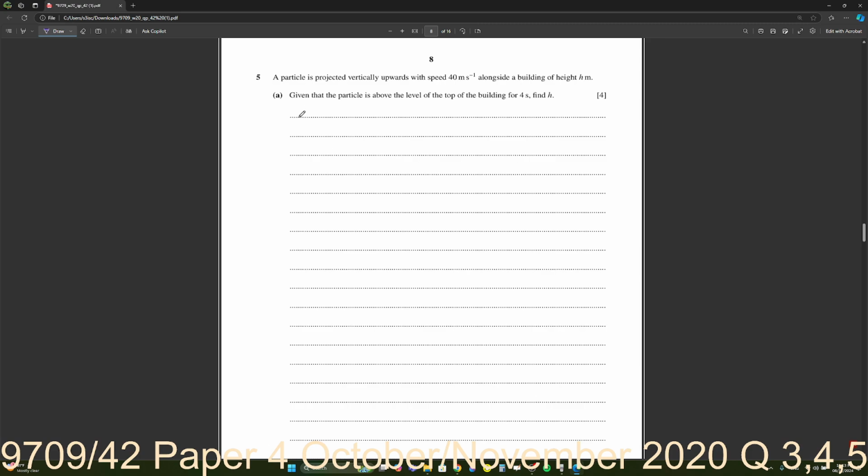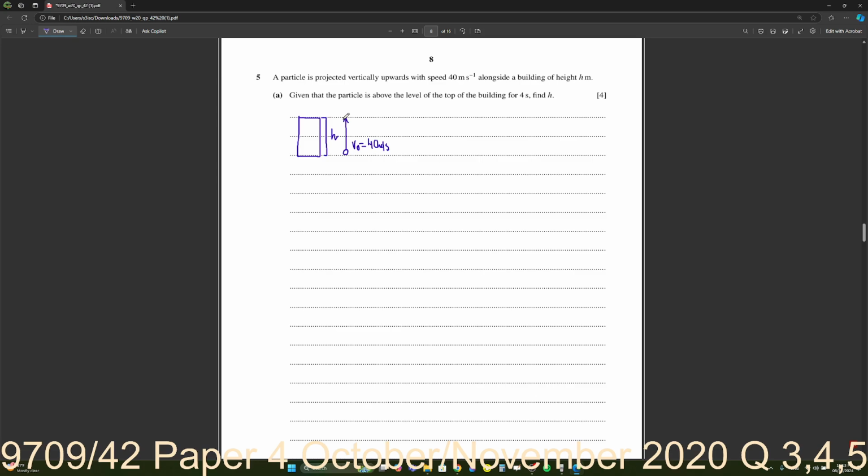I'm going to draw for you a schematic diagram just so you can kind of understand what's happening. We know the building has height h. A particle is projected vertically upwards, up like this, with v naught equal to 40 meters per second.